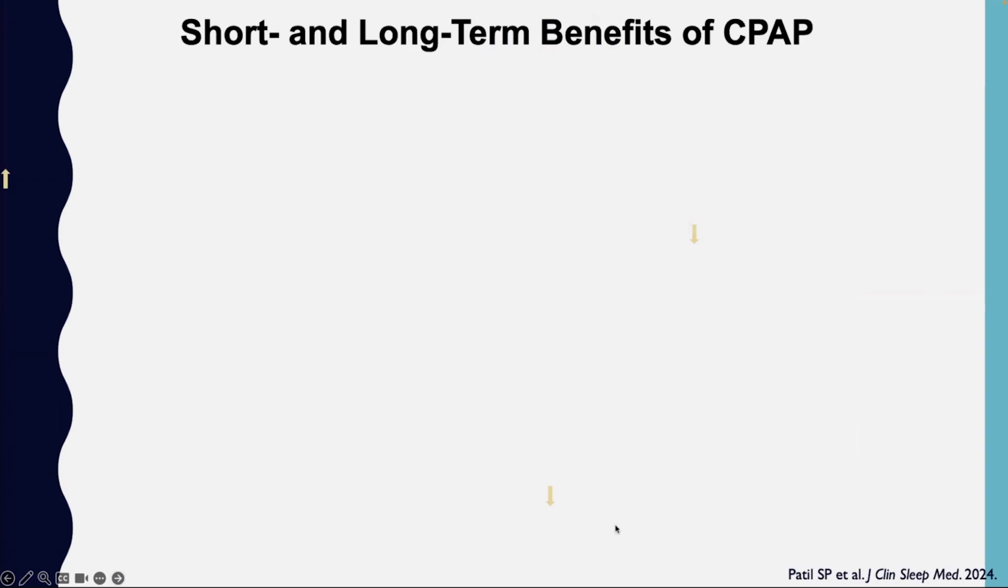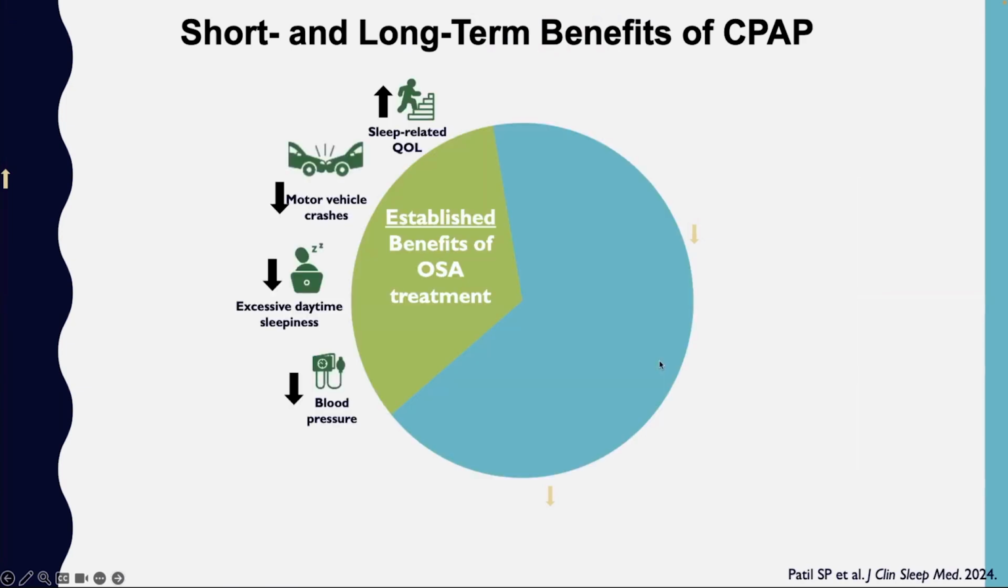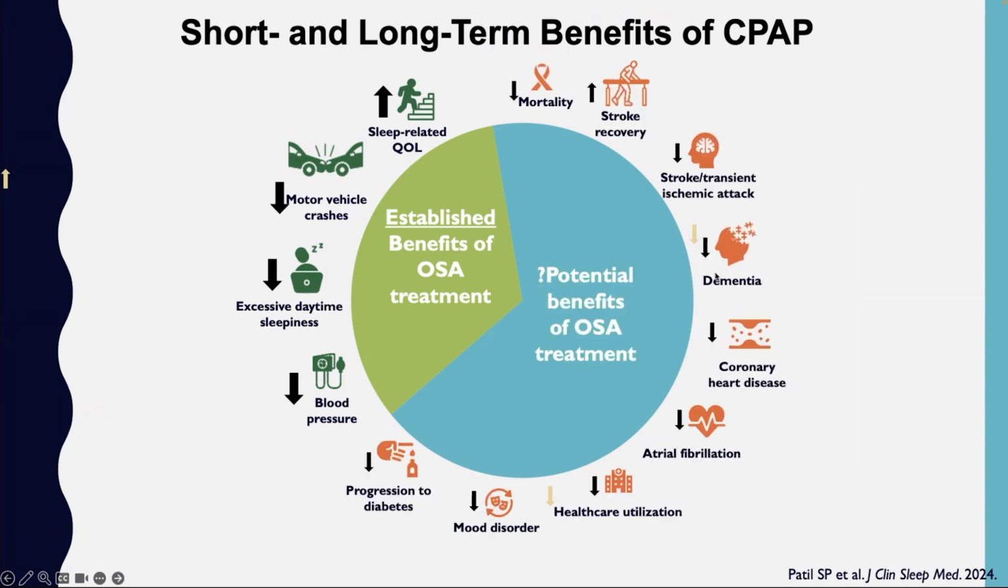So what are some of the short and long-term benefits of continuous positive airway pressure therapy in patients who have sleep apnea? We know that there is robust evidence that treatment with CPAP in sleep apnea reduces daytime sleepiness, improves sleep-related quality of life, as well as reduces motor vehicle accidents, and CPAP also reduces blood pressure by 2 to 4 millimeters of mercury. So we know there's really robust evidence to show that it improves the patient's symptoms and it improves blood pressure by a little bit.